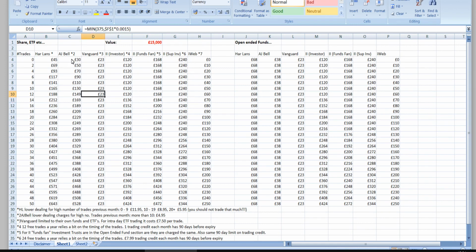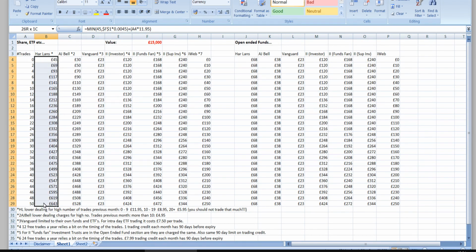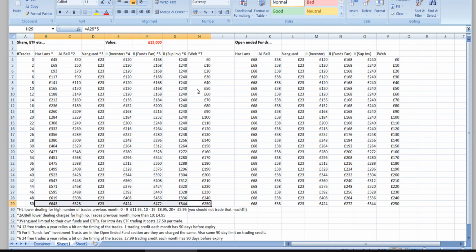And as we can see here, AJ Bell is pretty good for 0. Well, no, it's not, because look, iWeb is 30 quid cheaper for 0, 10 quid cheaper for 2 trades, even at these low values. Much cheaper. AJ Bell's no good. Hargreaves Lansdown gets quite expensive as you go for more trades, but it's not completely out of bounds. It's less than 3 times the cost of iWeb at 50 trades. But this is where it gets silly.